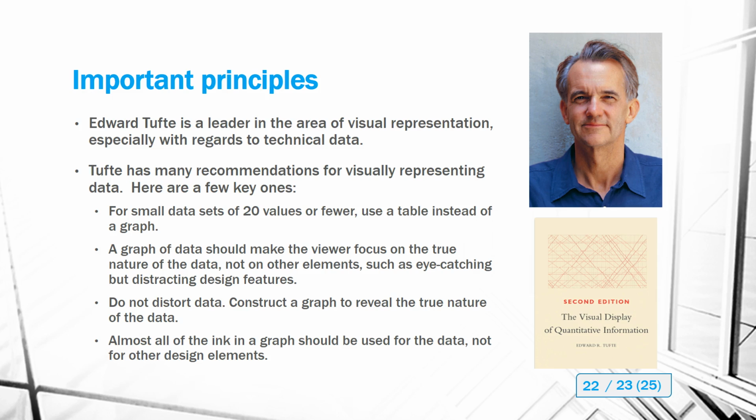Do not distort the data. Construct a graph to reveal the true nature of the data. So don't use a non-zero axis, for example, on your bar charts. Always make sure that you have a zero axis, because a non-zero axis will tend to distort, exaggerate the differences between your categories. Almost all the ink in graphs should be used for the data, not for the design elements. Again, he's focusing on the information you're trying to convey and not the packaging. And too often people focus too much on the packaging and not the actual information.